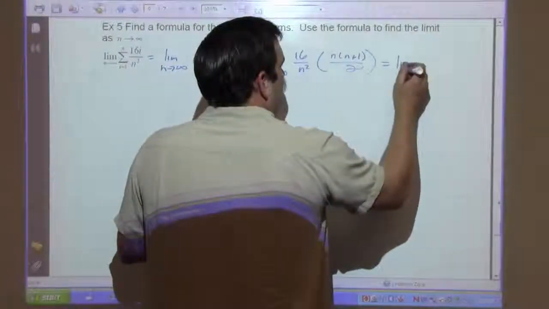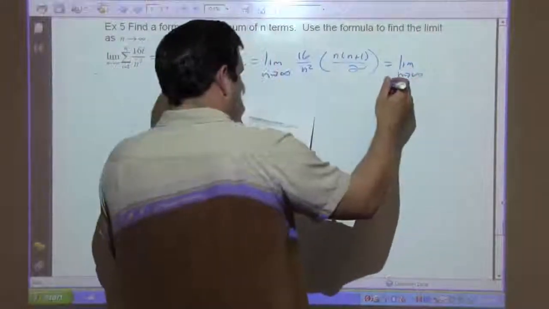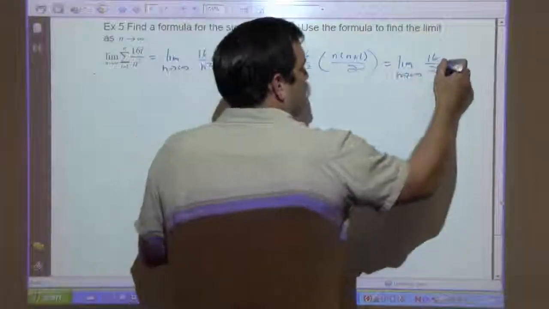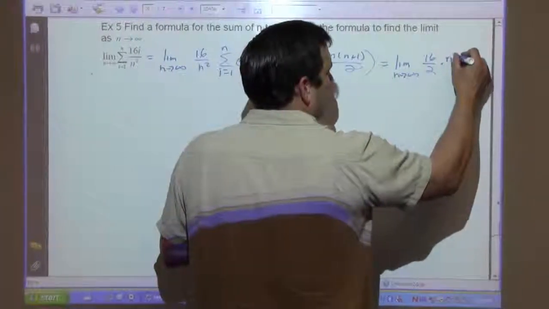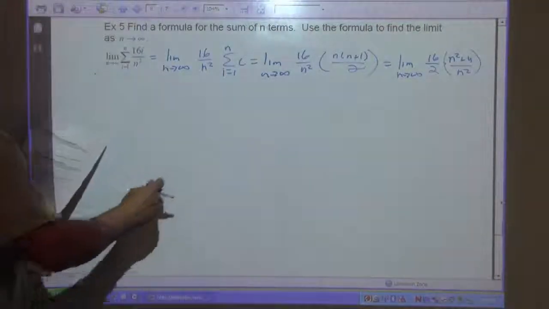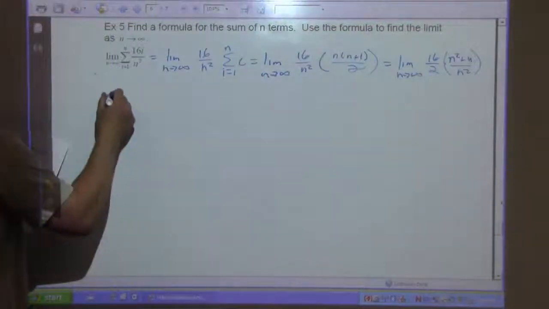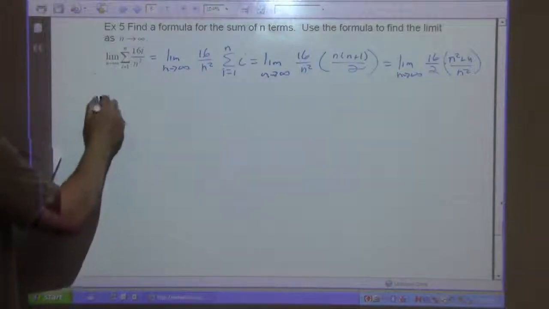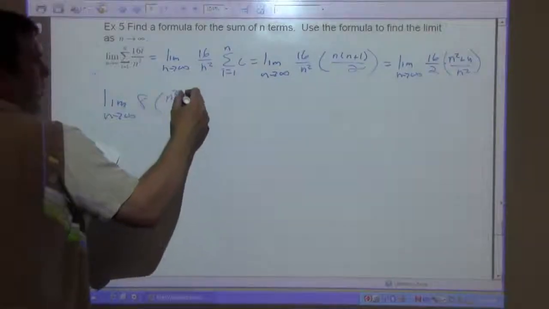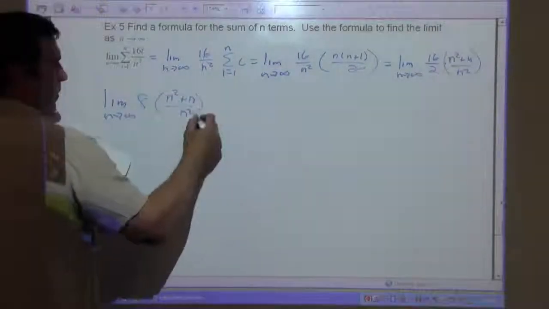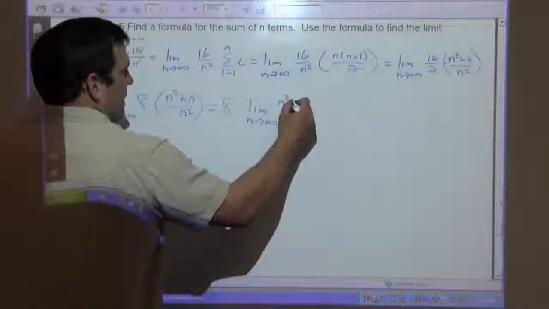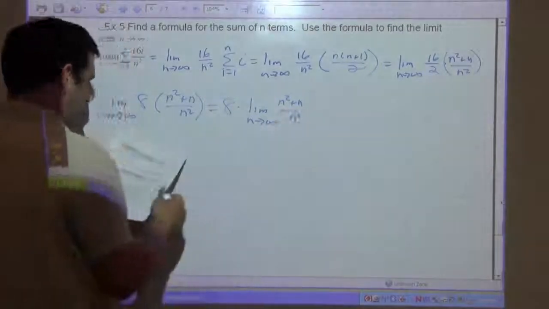And that's going to be the limit as n goes to infinity of what? 16 over 2 times, and from here we have n squared plus n over n squared. Now I can pull the 16 over 2 out. That's 8. Maybe I shouldn't skip steps. Limit as n goes to infinity of 8 times n squared plus n over n squared. That's 8 times the limit as n goes to infinity of n squared plus n over n squared.